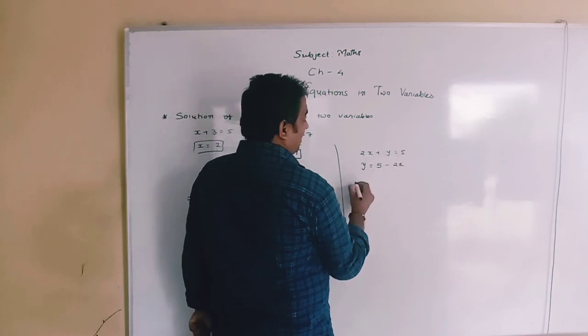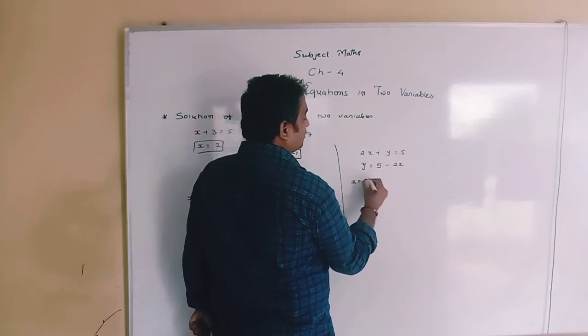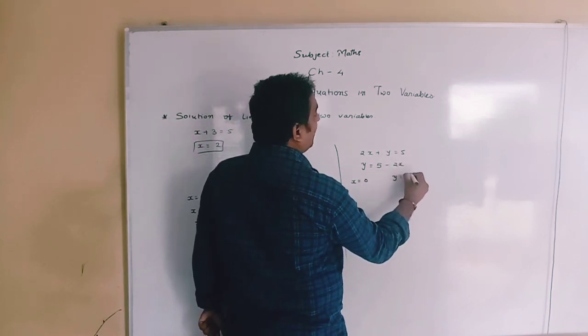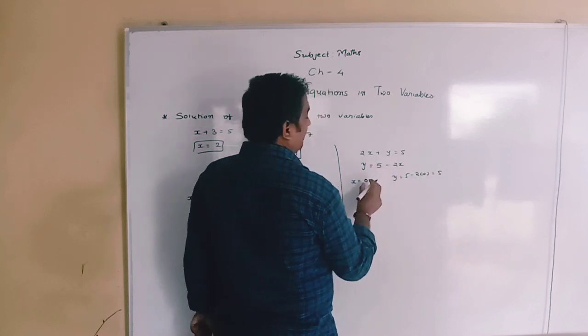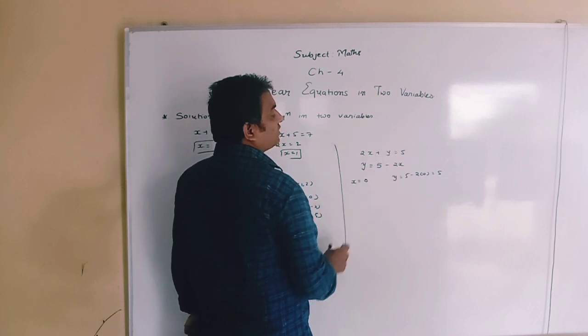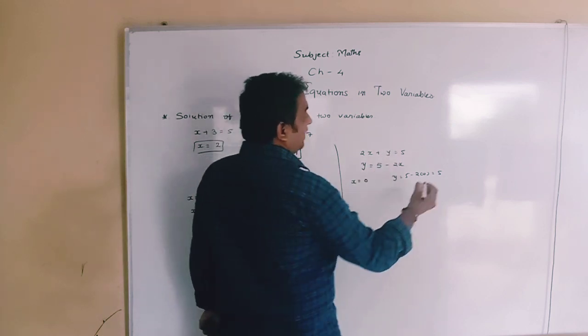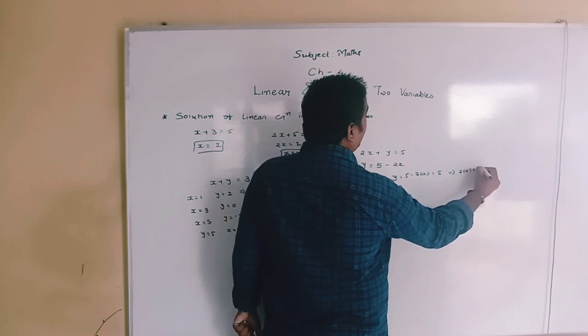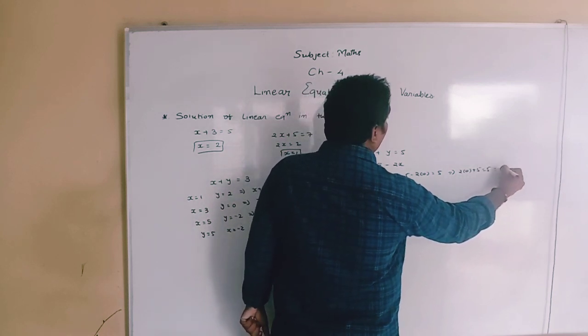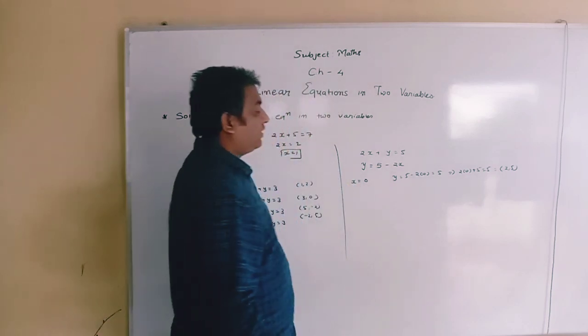So here we take different values of x. If x equals 0, then y equals 5 minus 2 into 0, so 5. So we substitute x equals 0 and y equals 5. Then we see 2 into 0 plus 5 equals 5. So (0, 5) is one of the solutions.